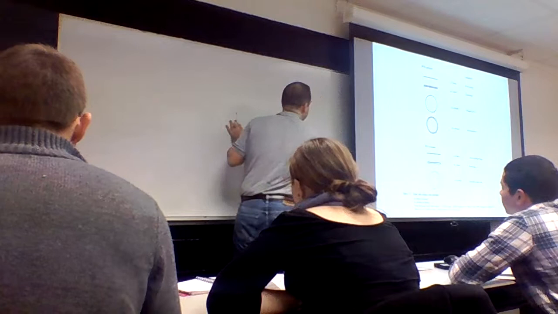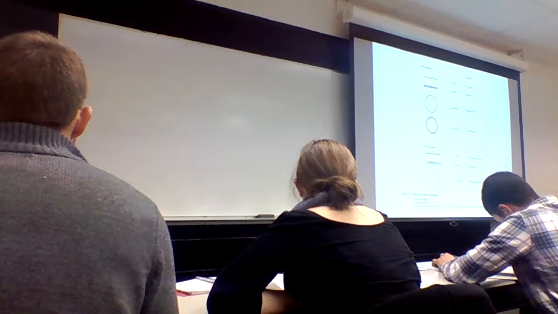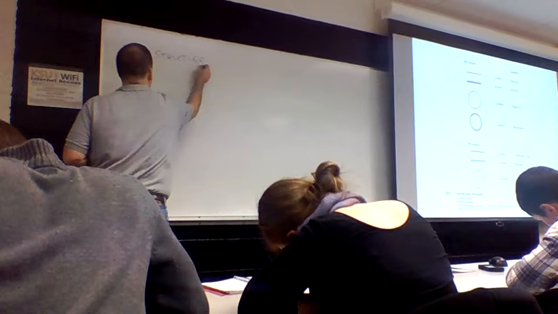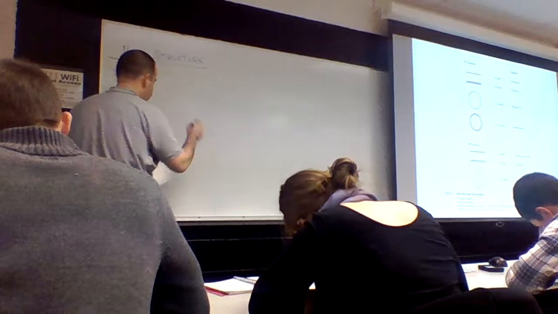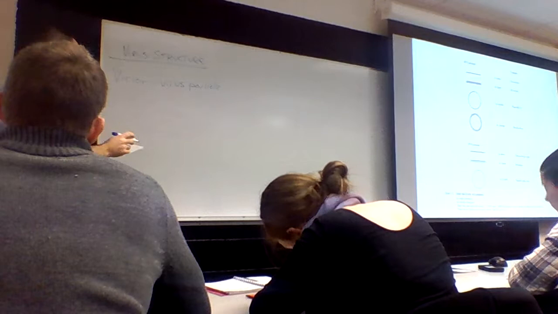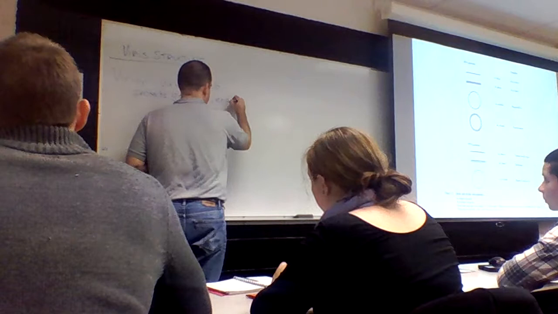Chapter 3, virus structure. Start with a little vocabulary. A virion is a virus, a viral particle. A datum is a bit of data. The particle protects the genome, enables host entry.